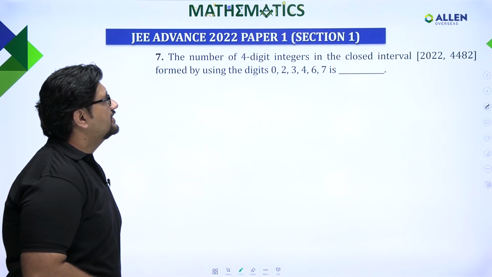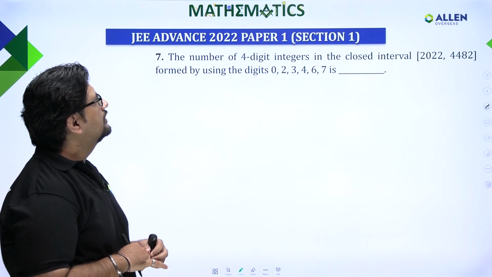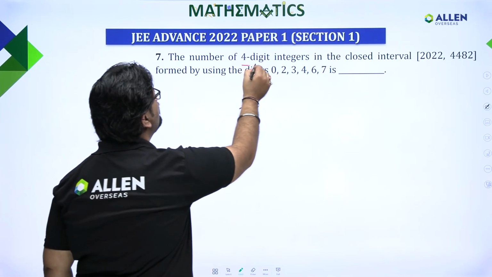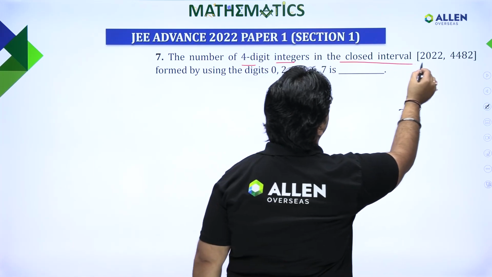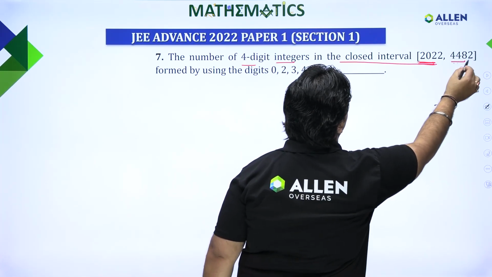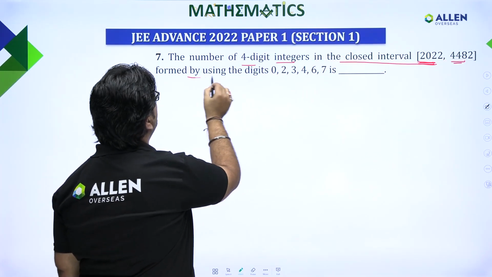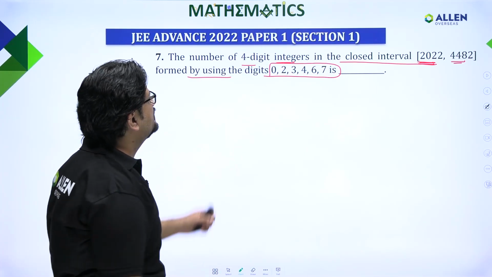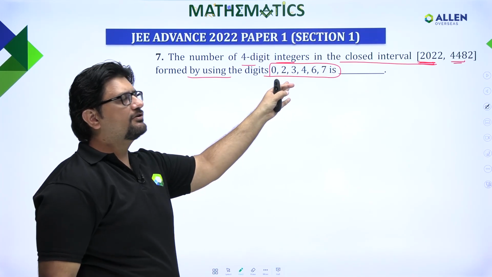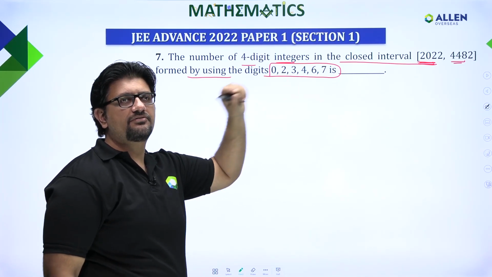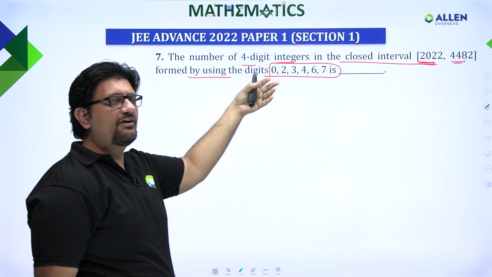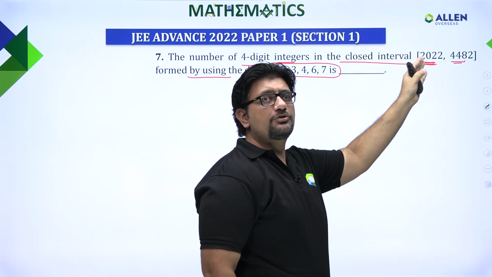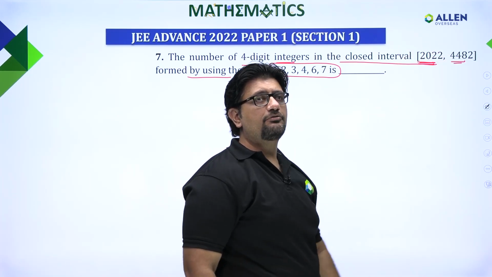A good question has been asked in JEE on permutation and combination, my dear. The number of 4-digit integers in the closed interval from 2022 to 4482, which can be formed by using the digits 0, 2, 3, 4, 6, 7. This is the thing that we have to make: 4-digit numbers starting from 2022 to 4482.